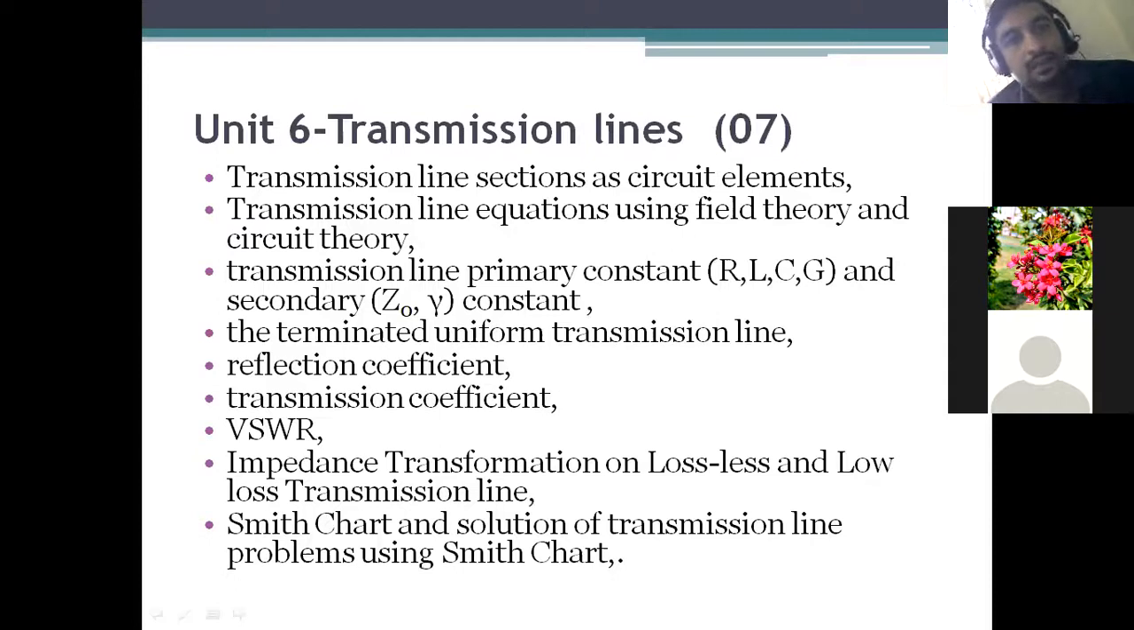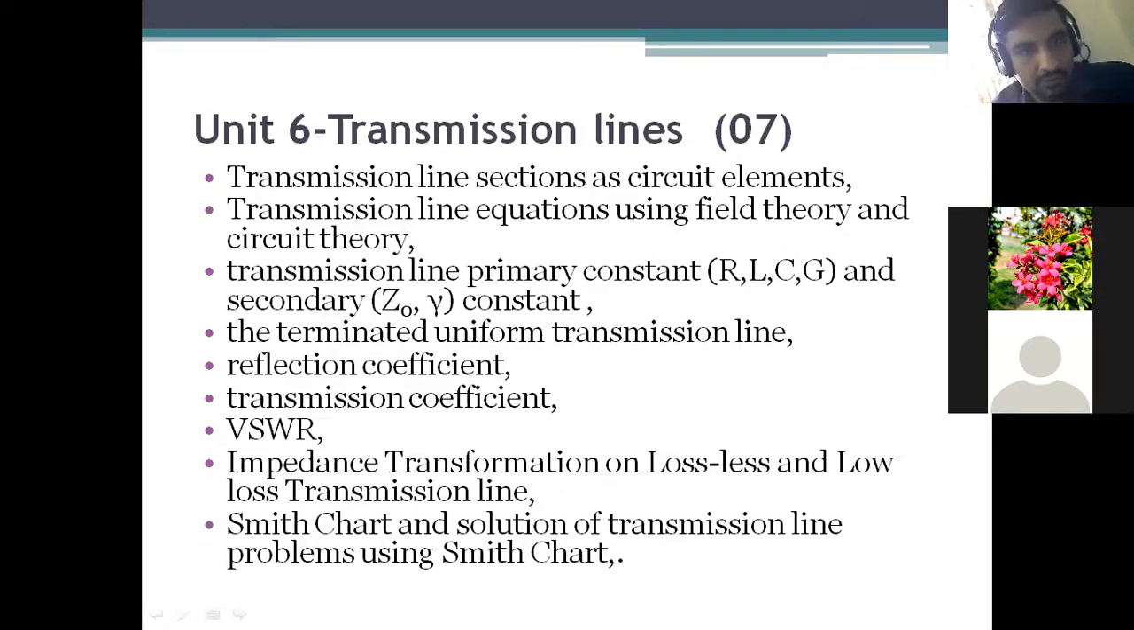So next is transmission lines. This would be the last unit, and as I said, this would be the fourth concept of electromagnetics. Transmission lines are required for transmitting electromagnetic waves and electric signals, right? We will see the transmission line section as a circuit element and discuss the transmission line equations. We will see different constants involved in a transmission line, such as primary constants and secondary constants. So R, L, C, G, conductance, admittance, impedance, everything we will discuss in this unit.